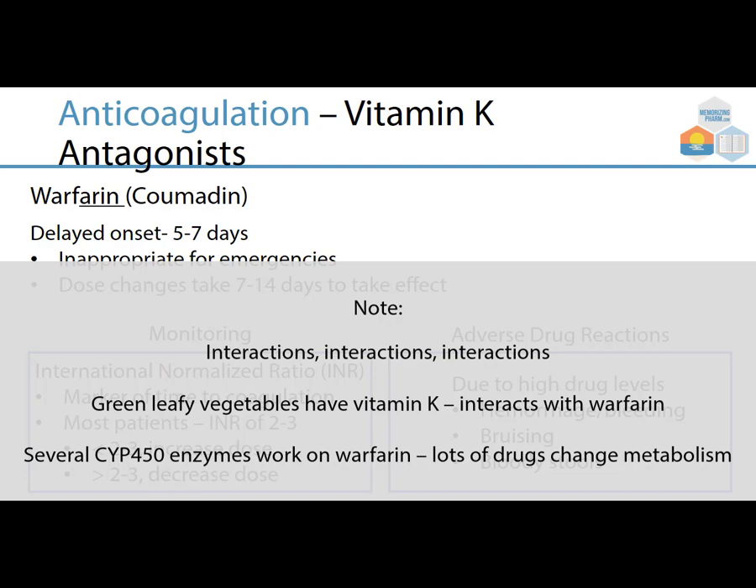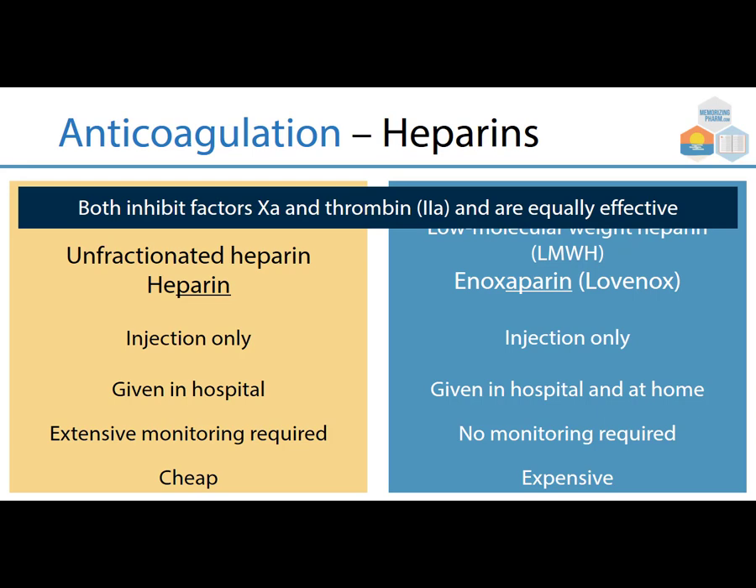This is an oral anticoagulant. Let's look at something that's an IV anticoagulant. The heparins both inhibit factors 10A and thrombin 2A and are equally effective. There's unfractionated heparin, which is given by injection only, given in the hospital, and requires extensive monitoring. It's relatively cheap, but being in the hospital is not.